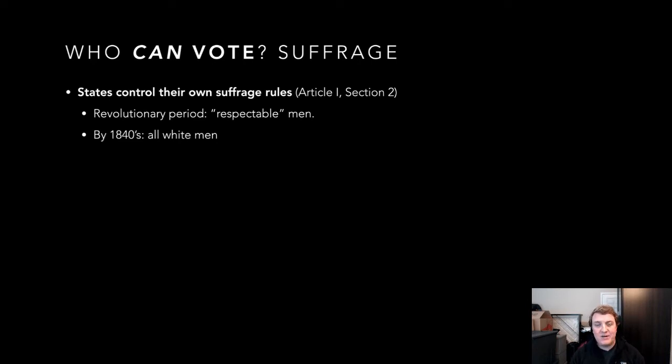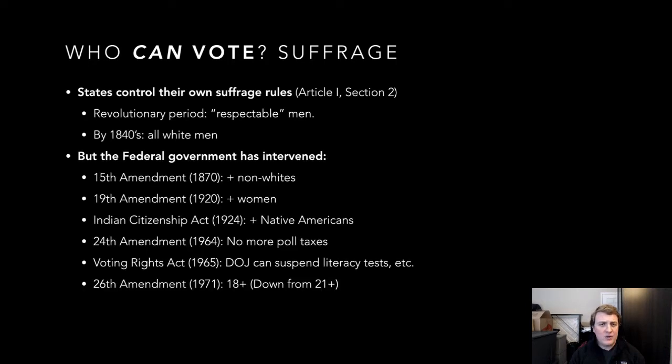But the federal government has intervened through history, in many cases through amendments to the Constitution, as well as other actions built on these amendments. There are a number of interventions. We'll talk about the legacy of the Civil War and Reconstruction and the Reconstruction Amendments. The 15th Amendment expands it to non-whites, and you can't discriminate on the basis of previous condition of servitude against former slaves. We see the 19th Amendment expand it to women in 1920. We see, built on the 14th Amendment and other justifications, the Indian Citizenship Act gives Native Americans the right to vote in 1924.